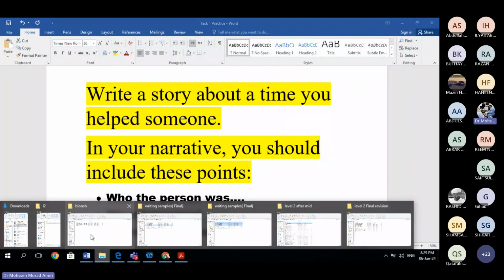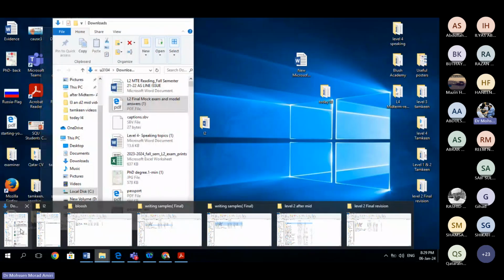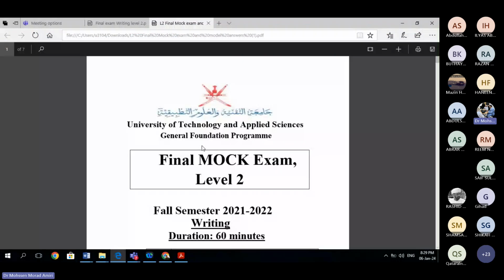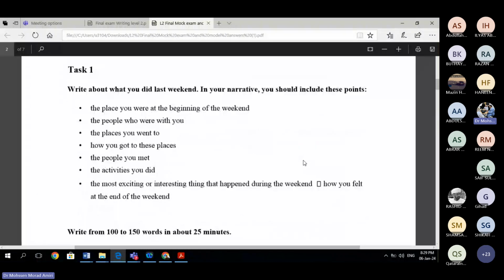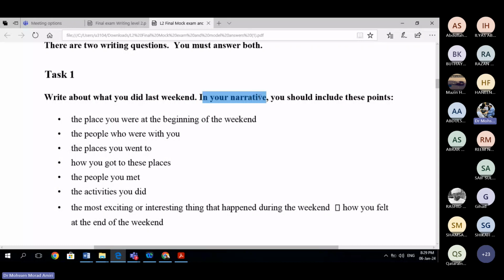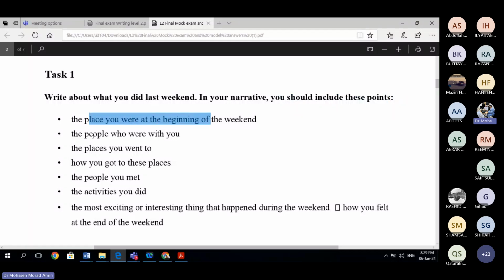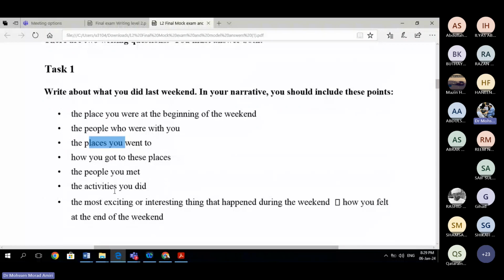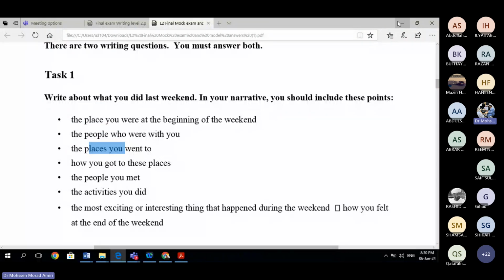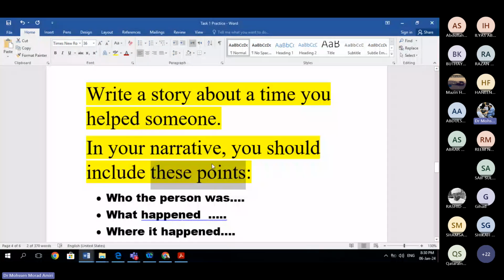Bullet points, even in the question. Let me show you. See, it looks like this question, task 1. Write about what you did last weekend. In your narrative, you should include these points. The place you were at the beginning, the people who were with you. So these are the bullet points, the information that you need to include in your writing. There are so many ways, Shabab, to answer this, but let's first answer this one.